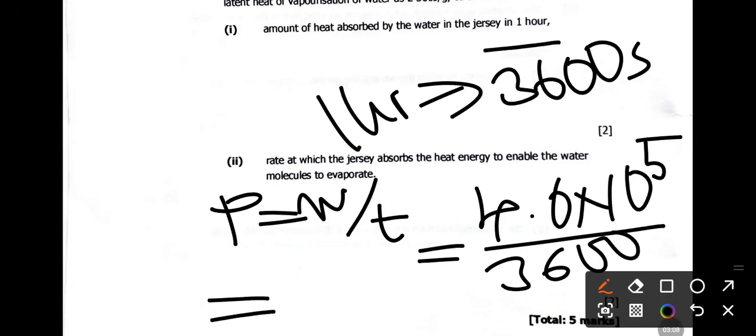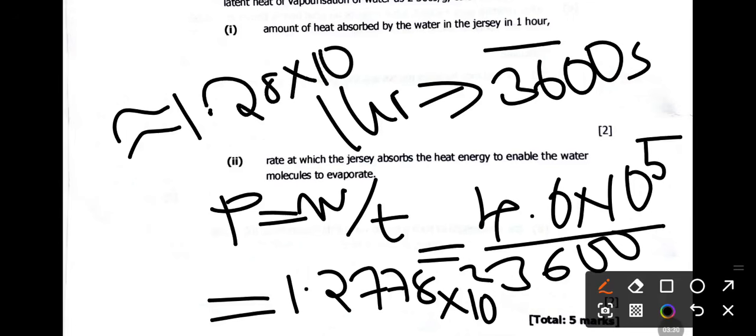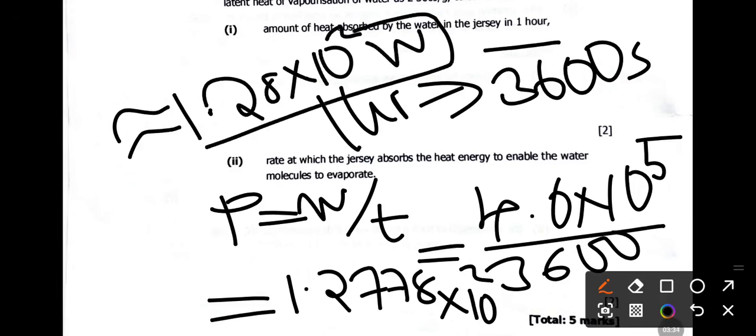So doing so, I'll get a value of 1.2778 times 10 power 2. So if I approximate this, I'll have 1.28 times 10 power 2 watts. So this was the power.